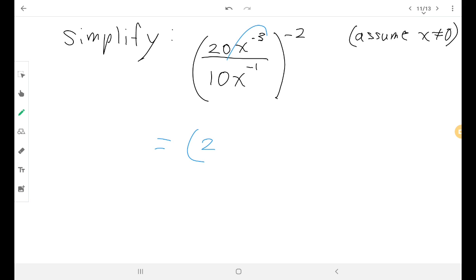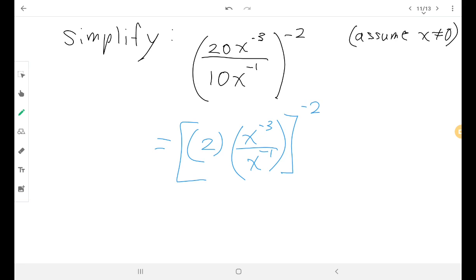I've got this x to the negative 3rd over x to the negative 1st. And again, I can think of these as separate because it's all multiplication. That's the only reason I can think of them separate. The moment that I start having addition and subtraction in it, that doesn't work anymore. So 2, which I got from this, times x to the negative 3rd over x to the negative 1st, and then all of that is being raised to the 2nd power.